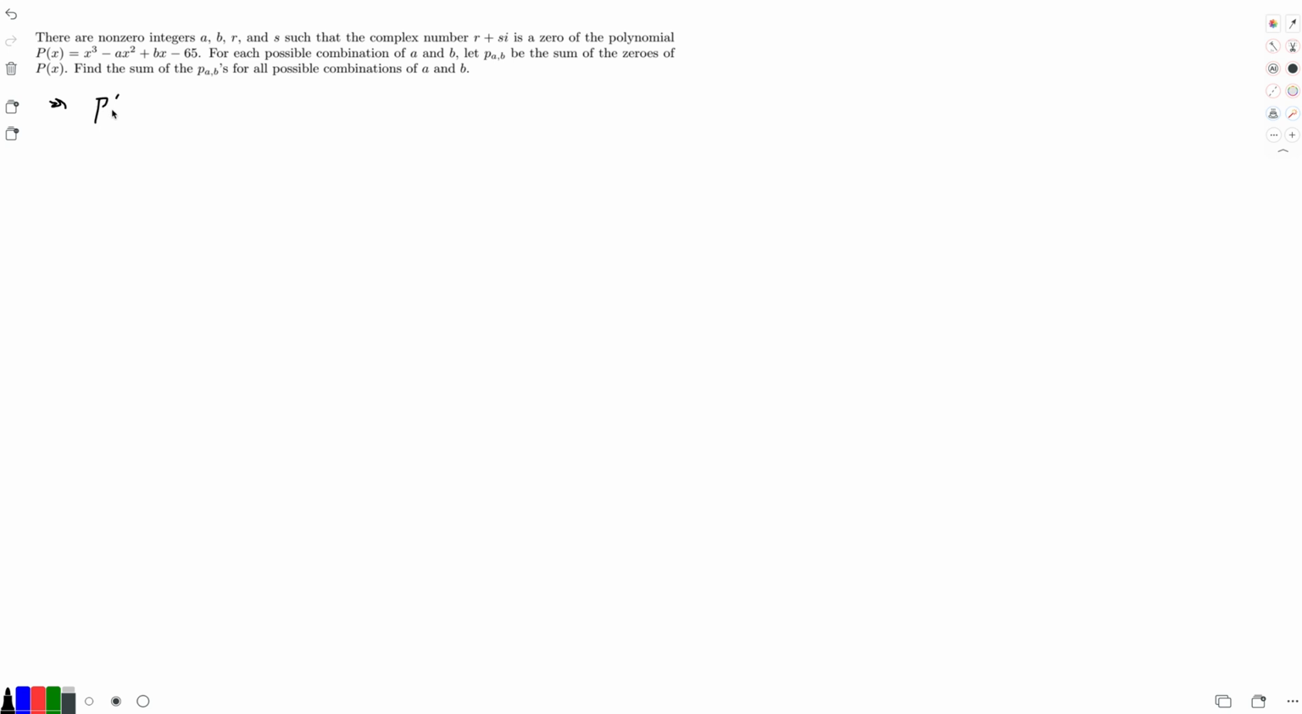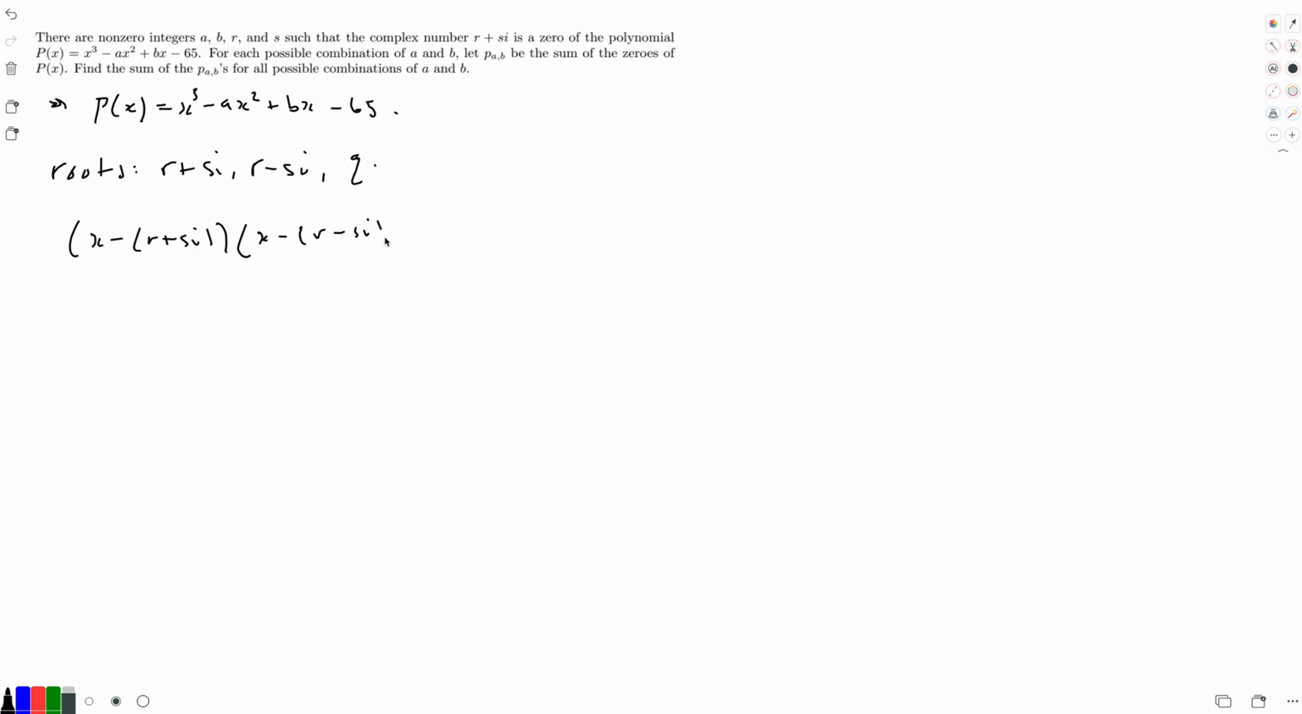Okay, so first let's just copy p(x) over here. Then we know that the roots are r plus si, and then by the complex conjugate theorem, r minus si must be a root. Since this is a polynomial of degree 3, it'll have 3 roots, and we know the third is not irrational or complex, meaning it must be rational, and it's called the rational root q. So p(x) can be expressed as x minus (r plus si) times x minus (r minus si) times x minus q. Okay, let's just expand this and maybe match coefficients with the original polynomial.